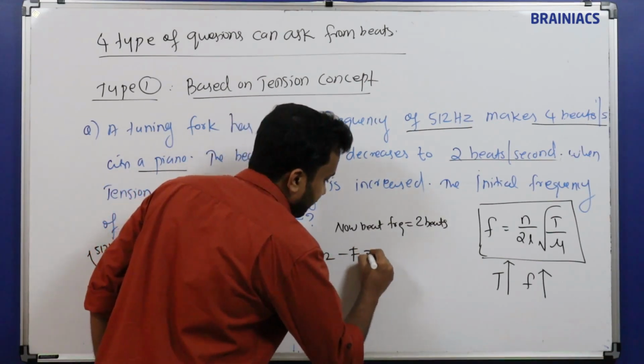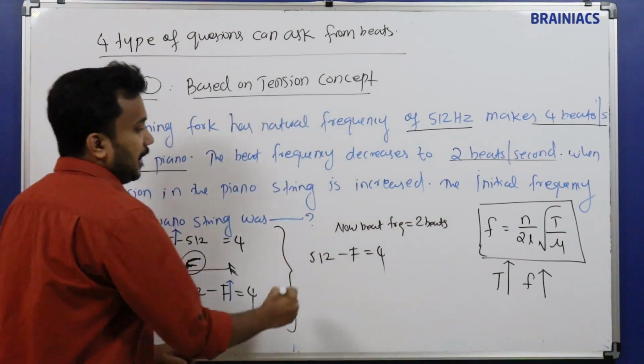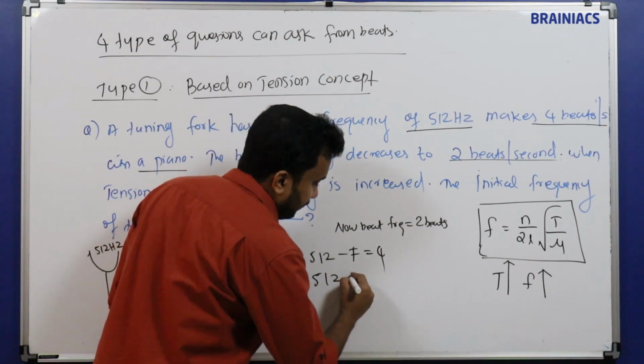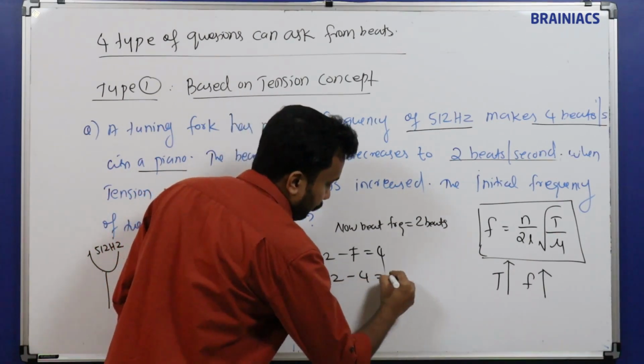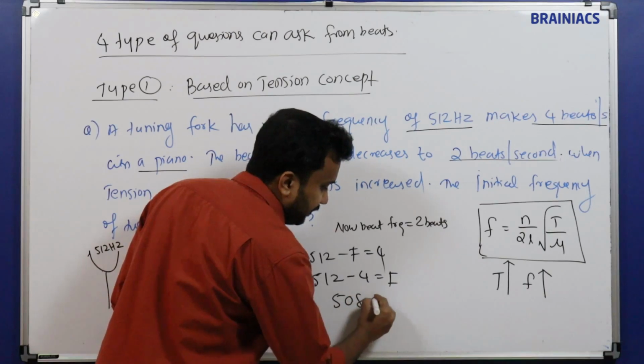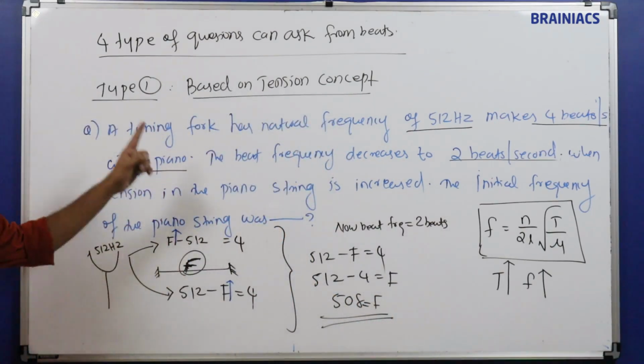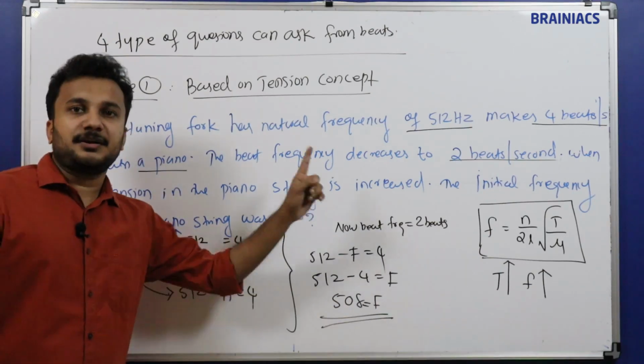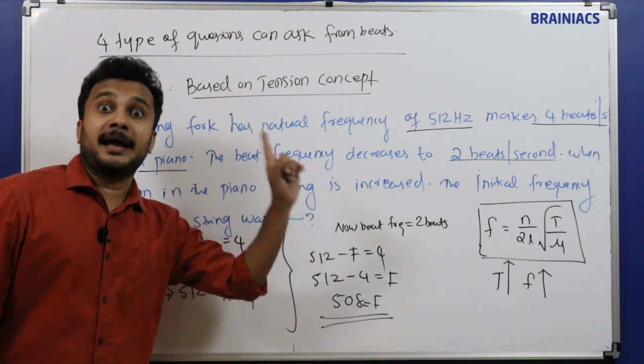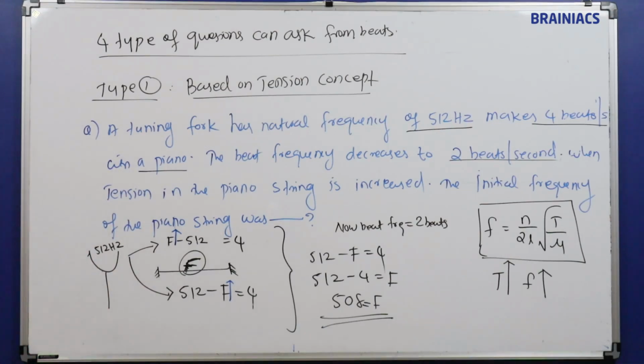512 minus f will be equal to 4. So how can I write it: 512 minus 4 equals f. The answer is 508, the frequency of the piano string. The answer is 508 hertz. 508 hertz. That is the concept. Is it clear? Is this clear?